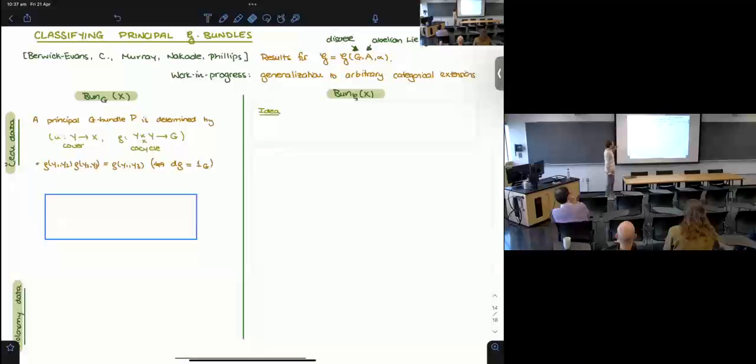So let's recall that for an ordinary principal G bundle, I can classify it by choosing a cover and then a cocycle rho, which satisfies the cocycle condition. So rho of y1, y2 times rho of y2, y3 is equal to rho of y1, y3, which we can say more compactly as d rho is equal to 1.